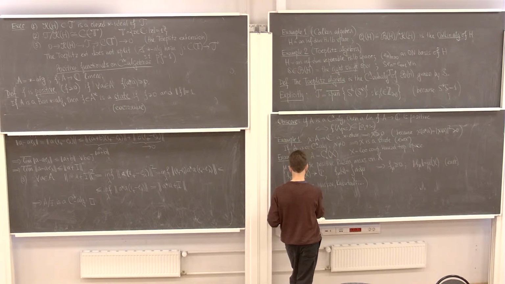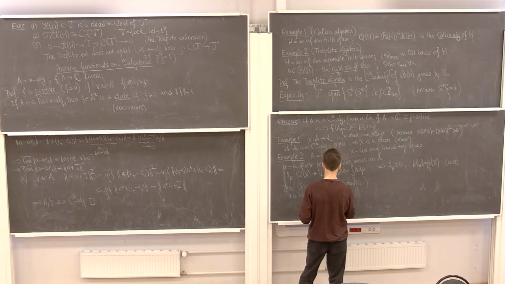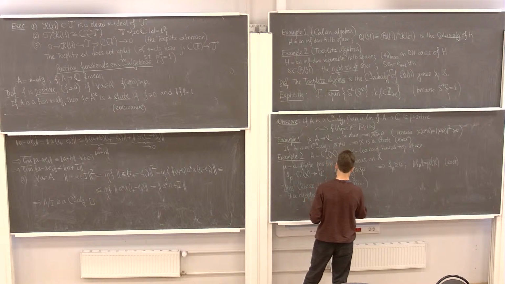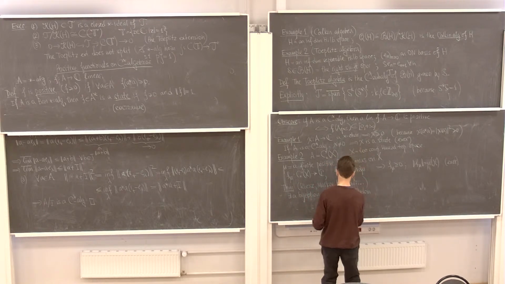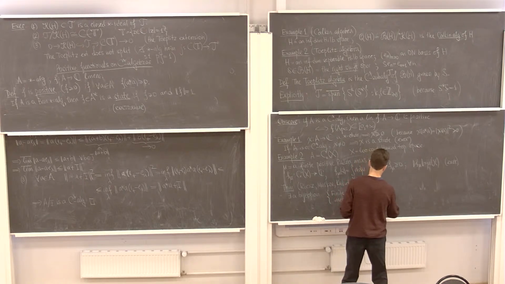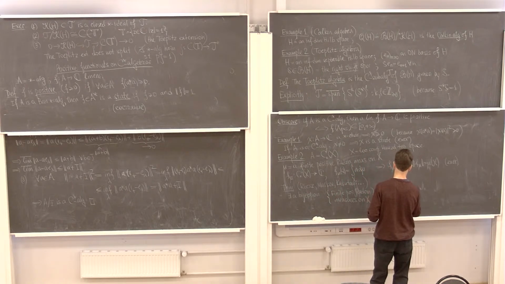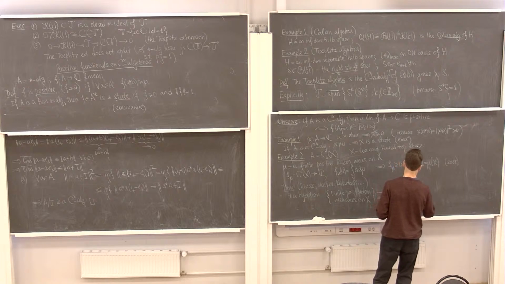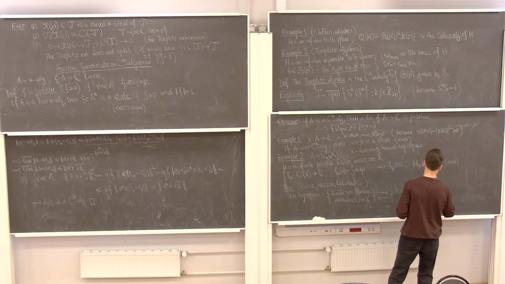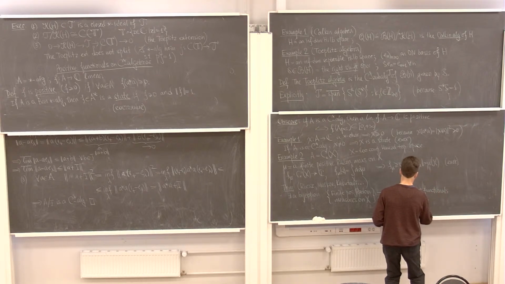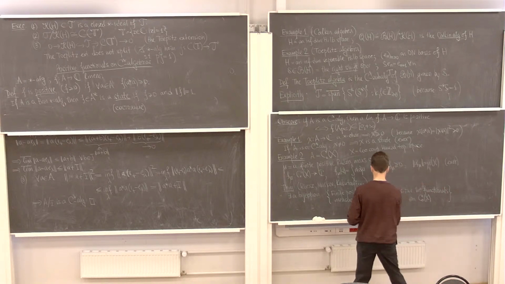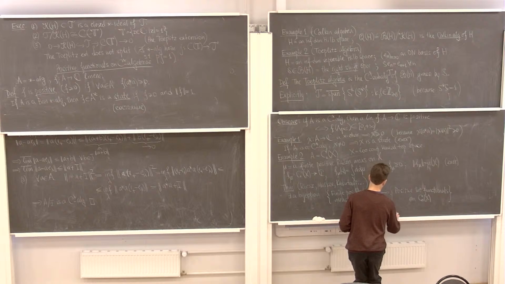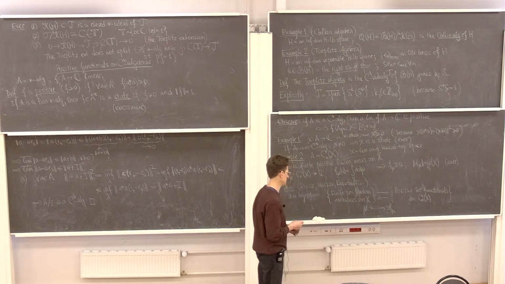So this theorem states that we have a bijection between the set of all finite positive Radon measures on X and positive linear functionals on C0 of X. And this bijection takes every finite positive Radon measure mu to the functional f mu, which is given by integration with respect to mu.